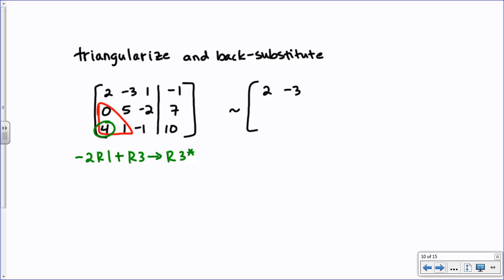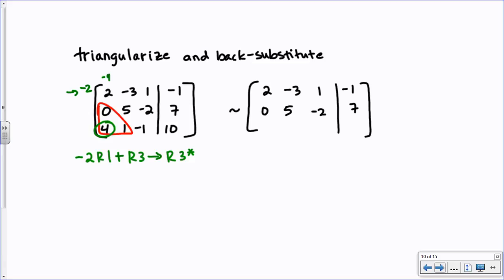Before I do the multiplying, and I can't remember what my original numbers were, I want to copy down row 1 and 2. Okay, so now I'm doing negative 2 times row 1. If you want to write the negative 2 out here, if that helps you, feel free to do that.